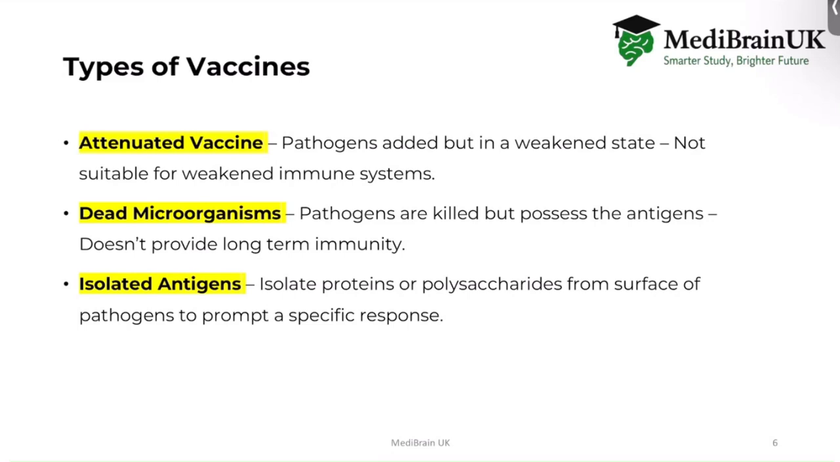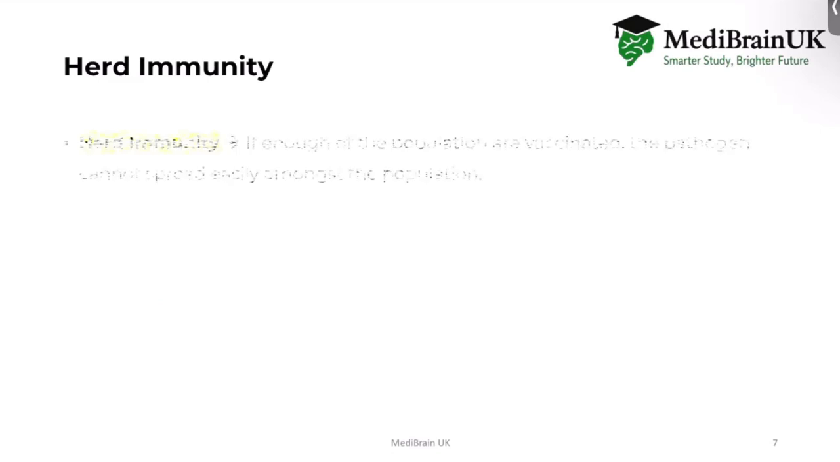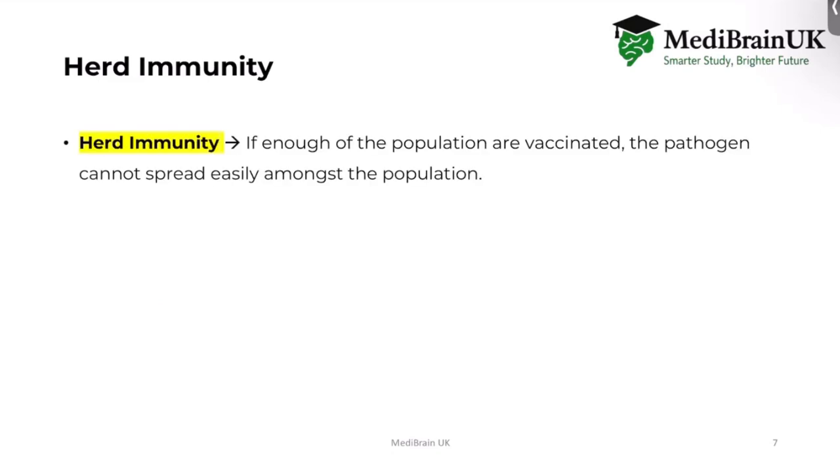And the final concept that you need to be aware of is herd immunity. Again, herd immunity is a common concept and it can be asked on the exam. As we saw on the spec, it is mentioned explicitly on the spec as well. So in terms of herd immunity, I think you might have looked at this at GCSE as well, but if enough of the population are vaccinated, the pathogen cannot spread easily amongst the population.